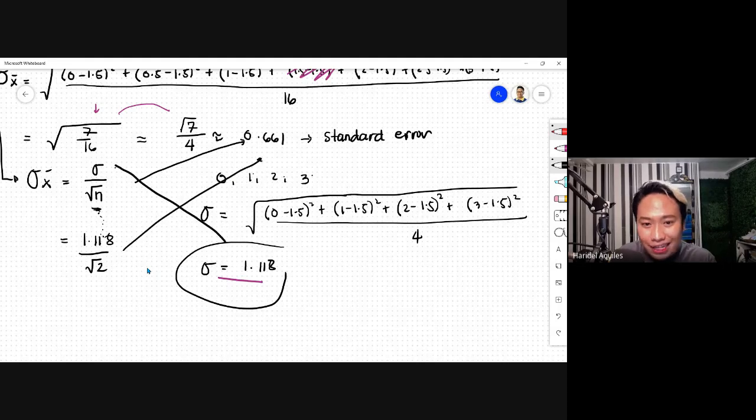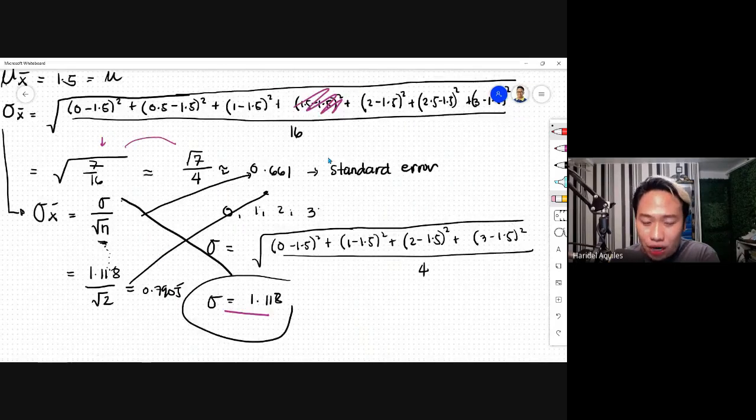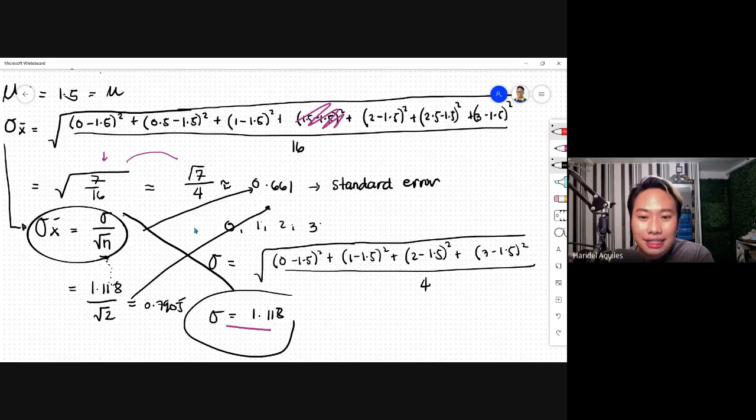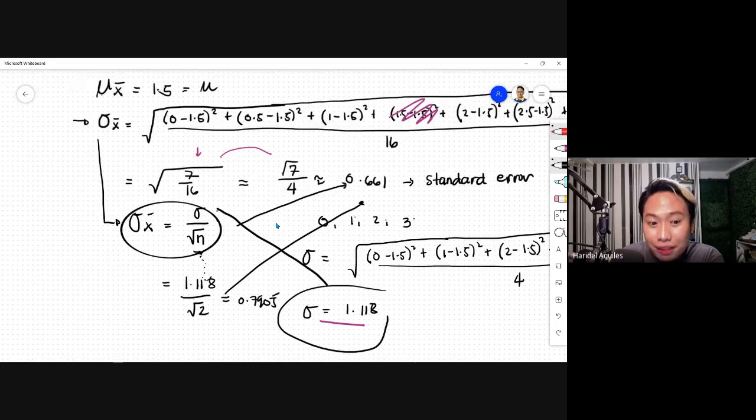I'm not sure why the answer is different. It comes out as 0.7905, but they should be equal, guys. Maybe there's something wrong with how I plug in the numbers in my calculator. But the whole idea, guys, is that whenever you use this formula, this is the standard error of the sample means. Maybe you will forget.